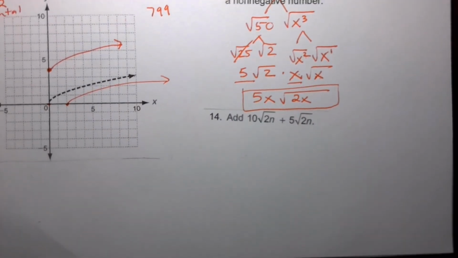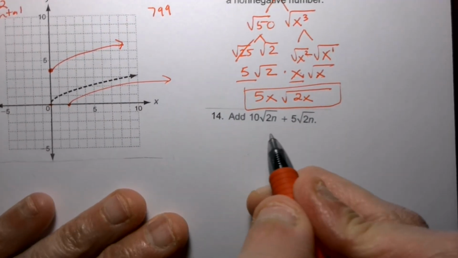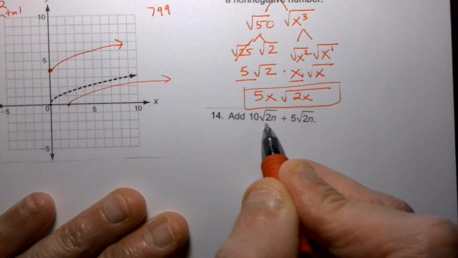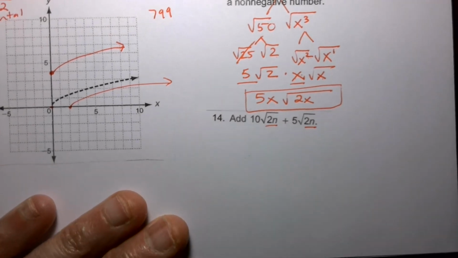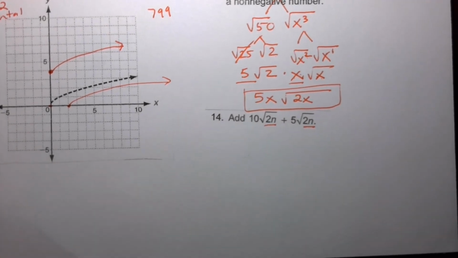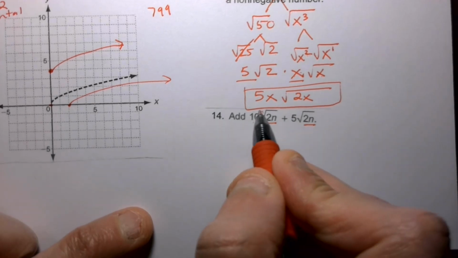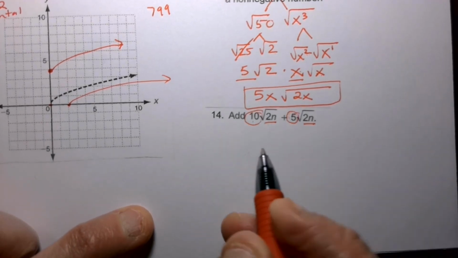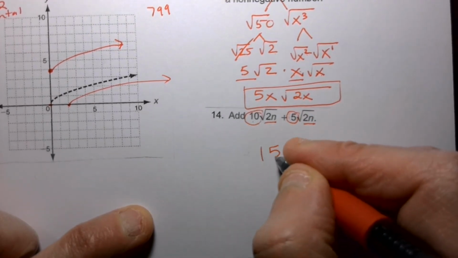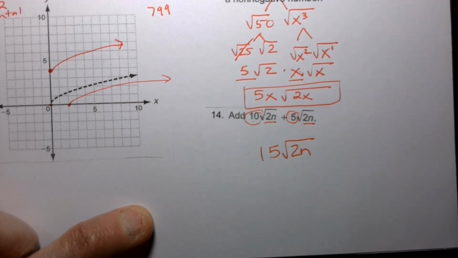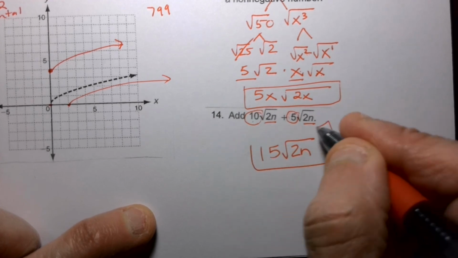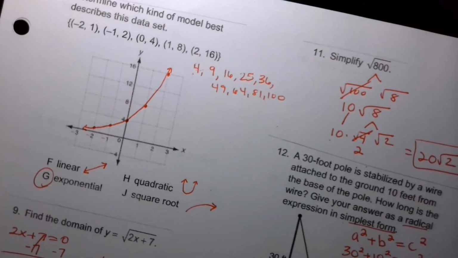All right, well, let's look at adding and subtracting. You can add and subtract when what's under the radical is exactly the same, and it is. It's 2n. So we got 10 of those here, 5 of those here. So I add those two numbers and get 15, and what's underneath it stays exactly the same, 2n. Done. It's one of the few ones there won't be work for.